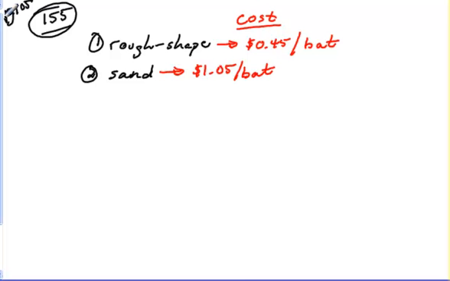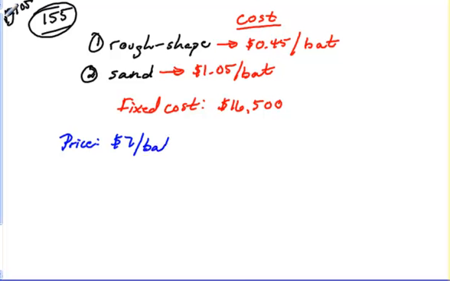The total fixed cost, so the fixed cost, base bills and stuff like that that don't depend on the number of bats we're talking about, is $16,500. How many softball bats must be sold at a price of $7 to break even? So the price for these bats is going to be $7 each, per bat.